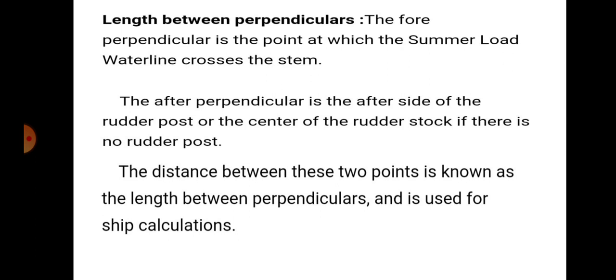Length between perpendiculars. Forward perpendicular is the point at which the summer load water line crosses the stem. After perpendicular is the after side of the rudder post, or the center of the rudder stock if there is no rudder post. So the distance between these two points, the forward perpendicular and the after perpendicular, is known as length between perpendiculars.